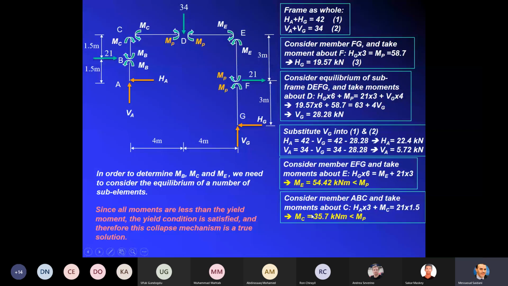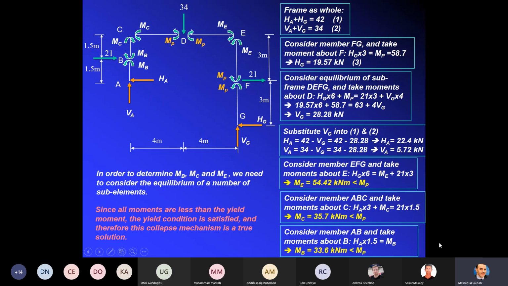Finally, we can take a cut at B. So we consider this part of the column AB. So we take a cut at B. Clockwise, we have HA times 1.5 equals anti-clockwise, we have MB, and then we substitute HA by 22.4. So 22.4 times 1.5 is 33.6 kilonewton meters. Again, this is less than MP, 58.7.